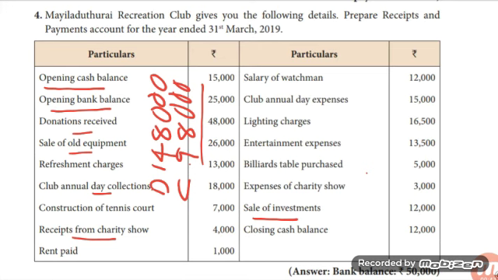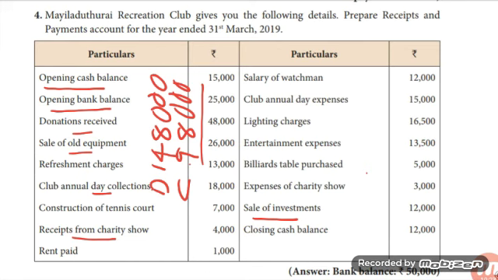Then cash amount in inner column 15,000. Then bank amount in inner column 25,000. Underline, write the total 40,000 in outer column. Then enter all receipts on the debit side. The debit side items are: to donations received 48,000, amount in outer column; then to sale of old equipment 26,000; to club annual day collections 18,000; to receipts from charity show 4,000; to sale of investment 12,000. Now we recorded all receipts on the debit side.